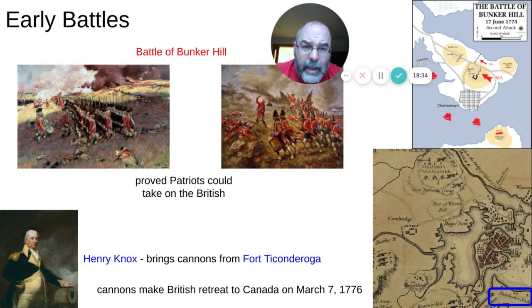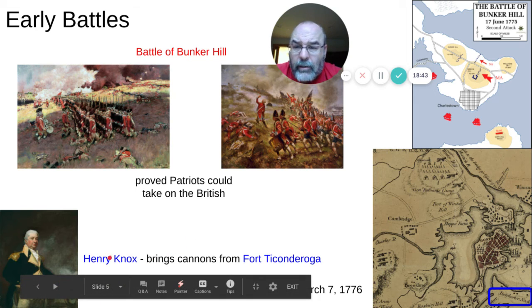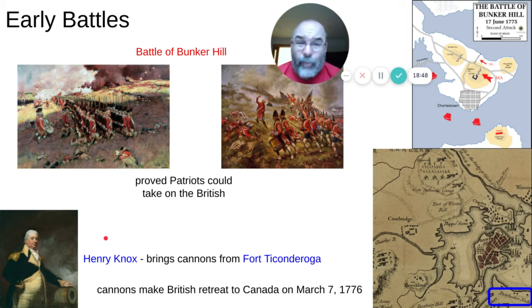So the shot heard around the world is April. May is the second Continental Congress, and now we're in June. What we want is to put weaponry, to put cannons on this hill so we can fire into Boston if we need to. The British don't like this idea and want to push the colonists off of that island.